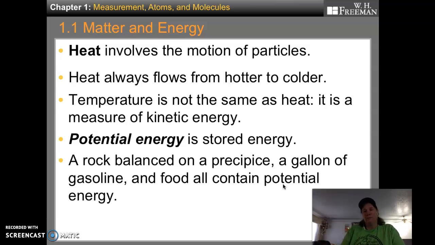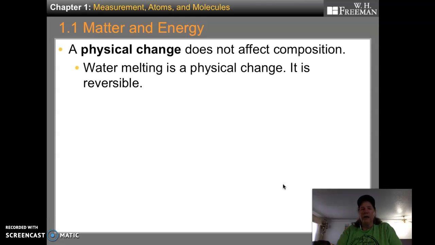Or food. Okay, you've got an apple sitting in front of you. There is a potential to eat that apple and then use it as fuel, and then you can move and do things. But right now it's just an apple and it's just sitting there. So it has potential energy, but you're not using it. Okay.